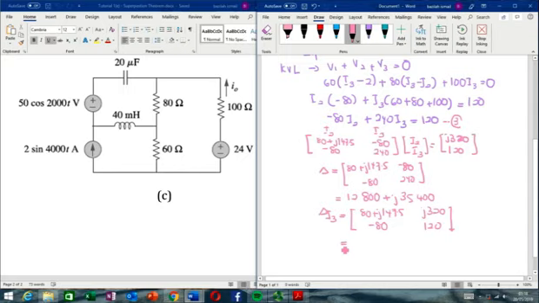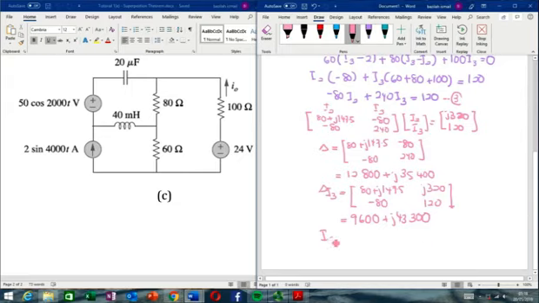So calculate the determinant. A multiply with D minus with B multiply with C. So the answer is 9,600 plus with j43,300. So calculate I3 by dividing determinant I3 with determinant. So the answer is 1.178 angle 7.38.